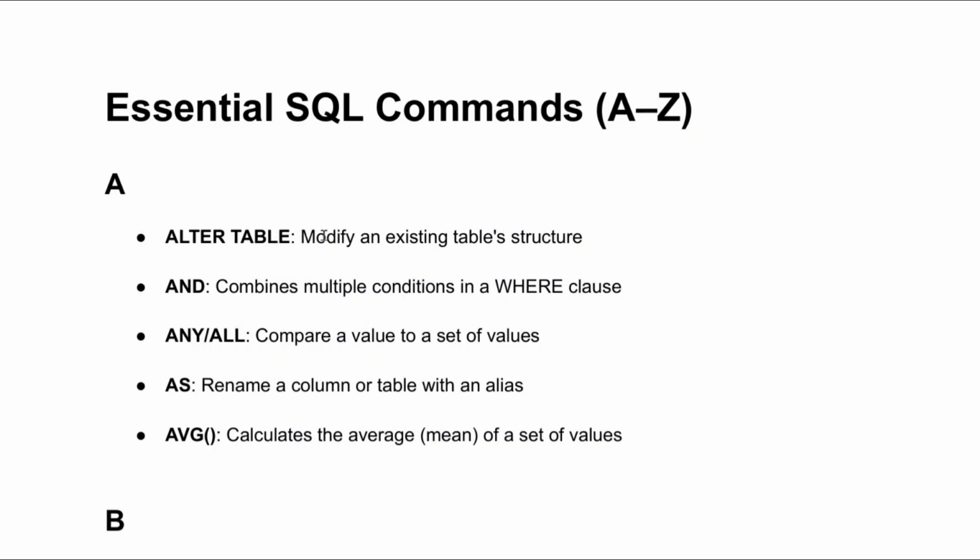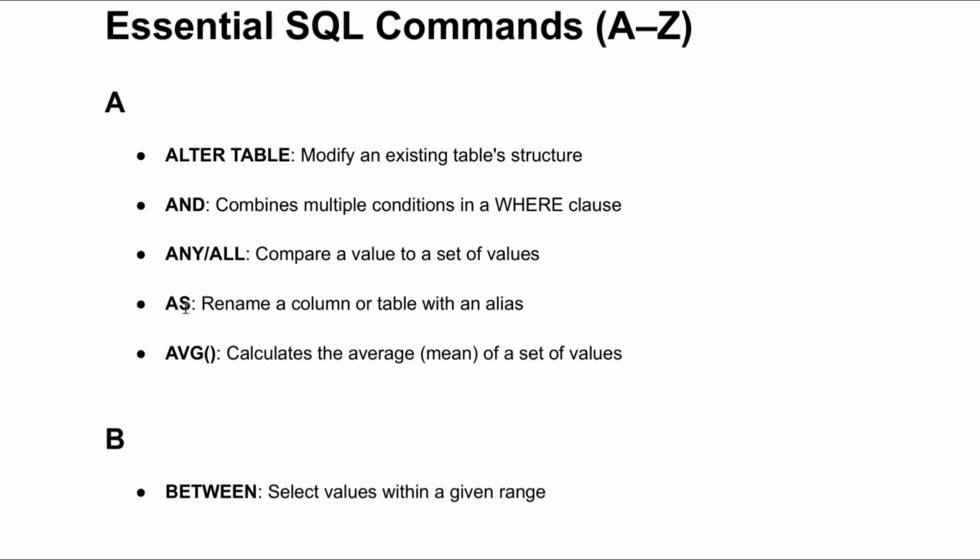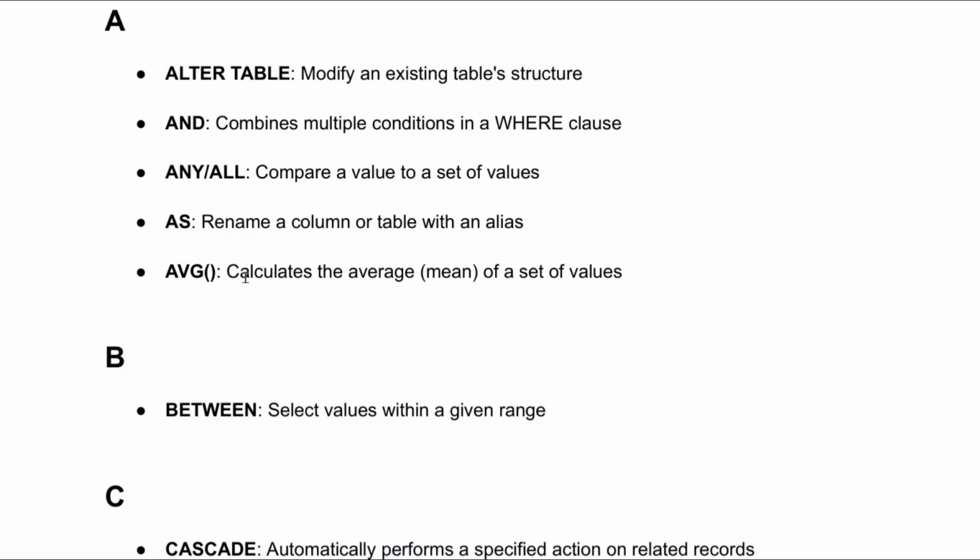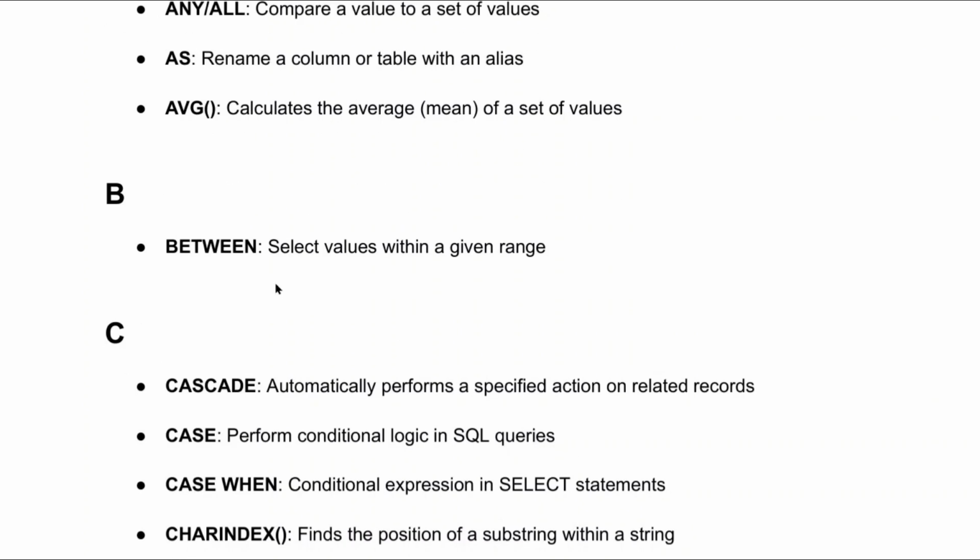We have ALTER TABLE. ALTER TABLE is used for modifying an existing table structure. AND is used for combining multiple conditions in a WHERE clause. ANY or ALL. This is used for comparing a value to a set of values. AS is for renaming a column or table with an alias. The AVG function is used for calculating the average of a set of values. Next we have BETWEEN. BETWEEN is for selecting values within a given range.